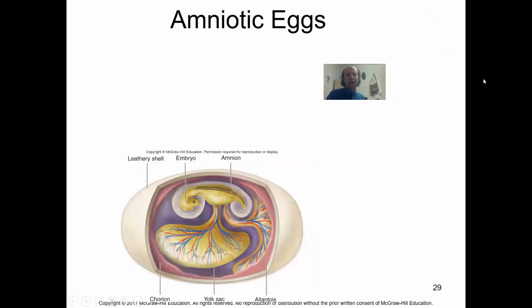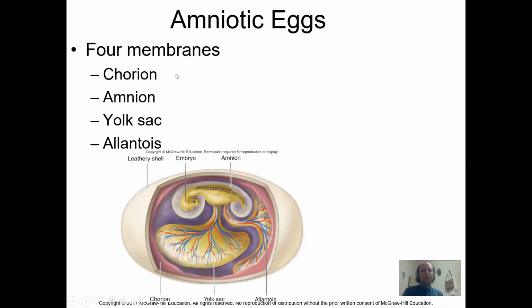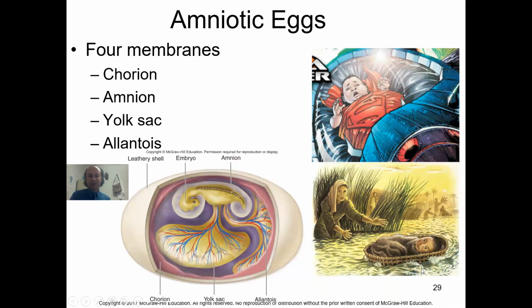Then let's move on and mention the amniotic egg. So we have an egg here, and what about that? The egg is going to have four membranes: chorion, amnion, yolk sac, allantois. This is quite similar to protecting Superman in the spaceship, or protecting Moses in the basket. I'm trying to make a parallel here. Stay with me.